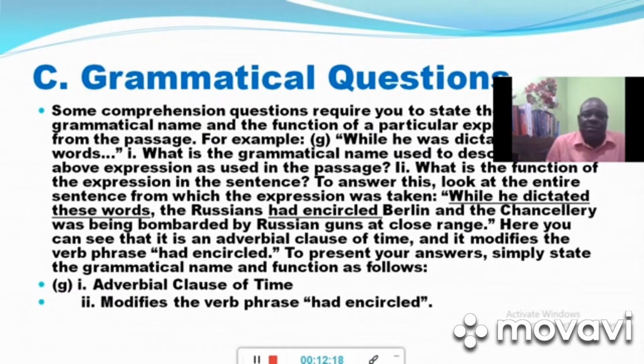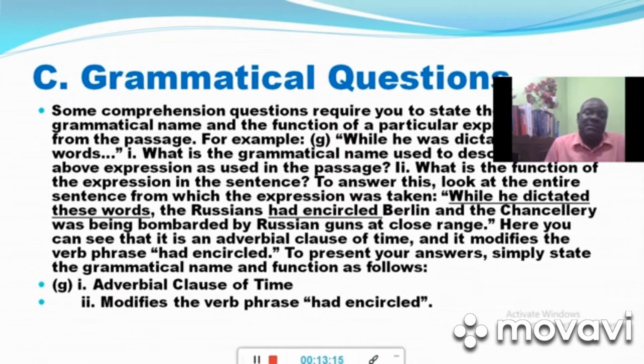The next type of comprehension question is the grammatical question. Now, this type of question is intended to test your knowledge of English grammar. Let's take an example from the past question we earlier referred to. Then question G picks an expression from the passage and raises grammatical questions based on this expression. The expression is as follows: while he was dictating these words, and then we have 3 dots, and then 2 questions are asked on this expression.